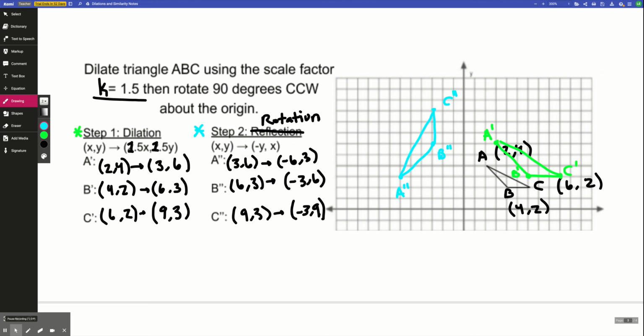And then the blue triangle represents the counterclockwise rotation, right? So I took all of my coordinate points from the green triangle, switched the x and y, and changed the sign of the new x coordinate, the new first value, right? And then you end up with that lovely blue triangle right there.